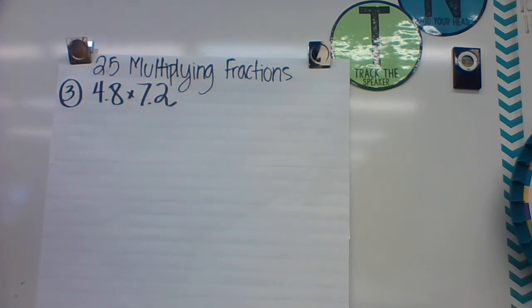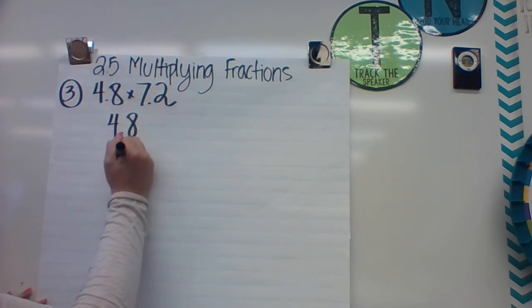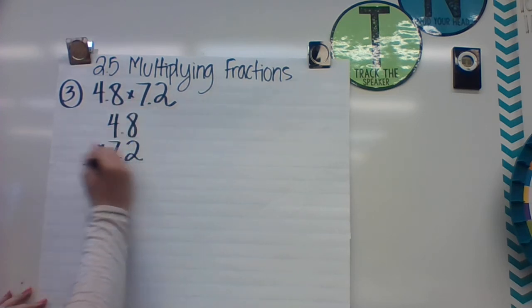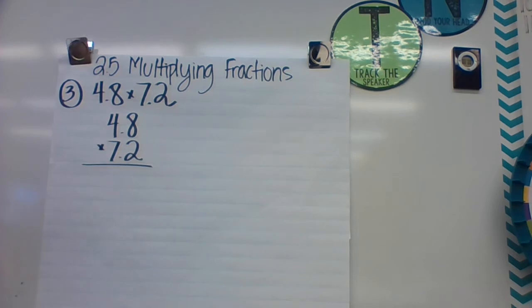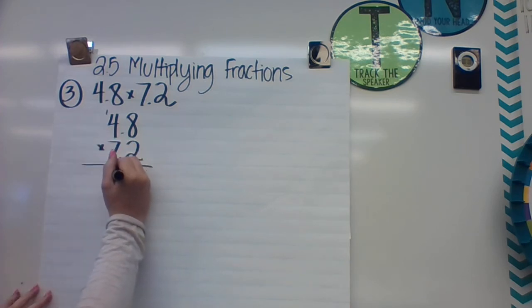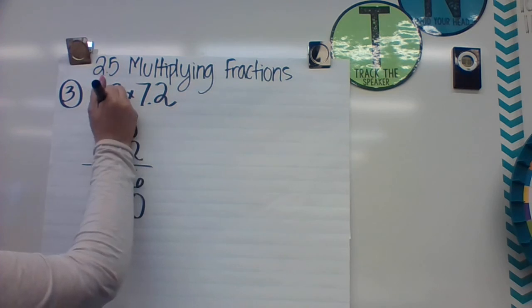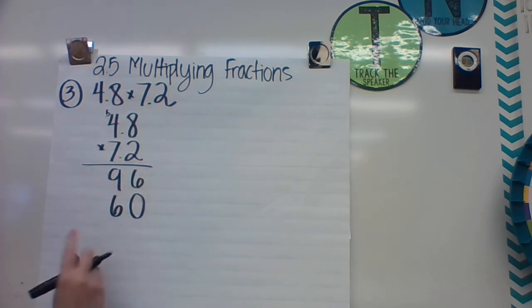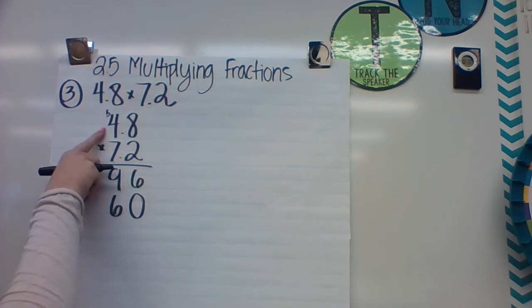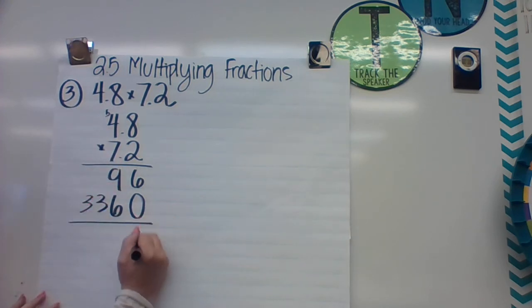So we're going to line our numbers up. 4.8, 7 times 2. And we will just multiply like we normally do. So 8 times 2 gives you 16. 4 times 2 is 8, plus 1 is 9. 8 times 7 gives you 56. 7 times 4 is 28, plus 5 gives you 33. Then you would add.